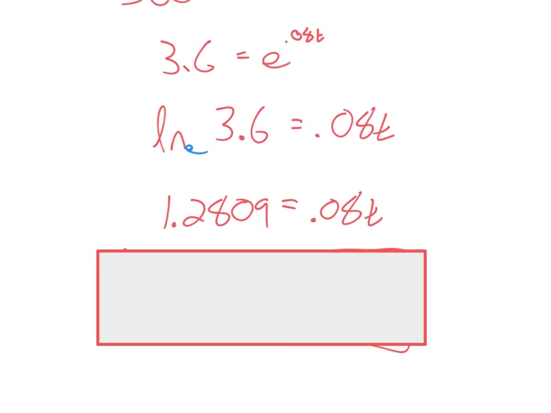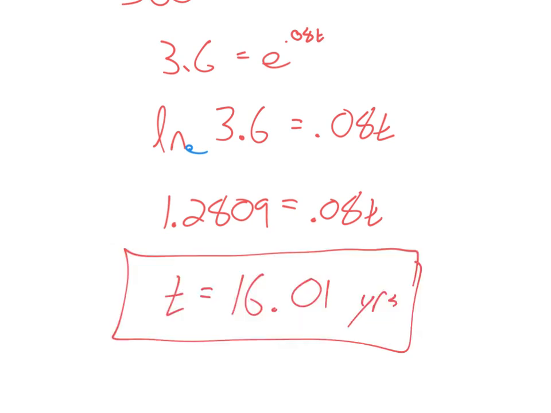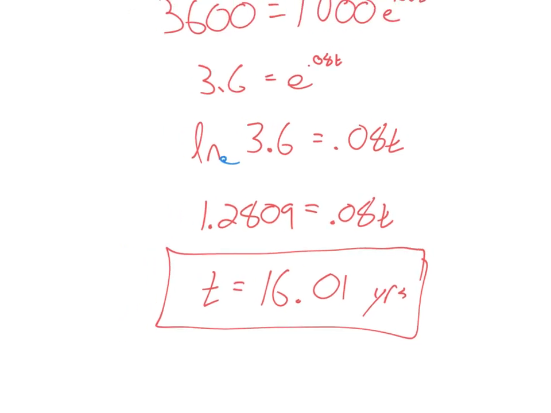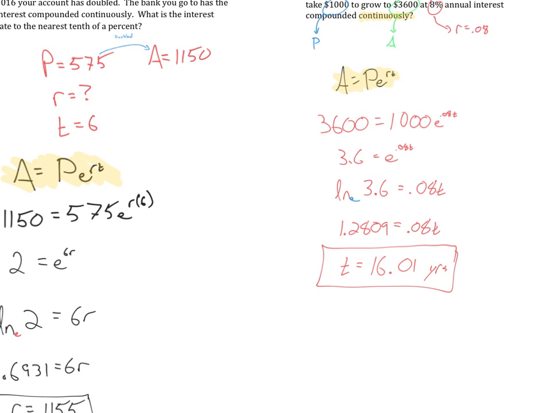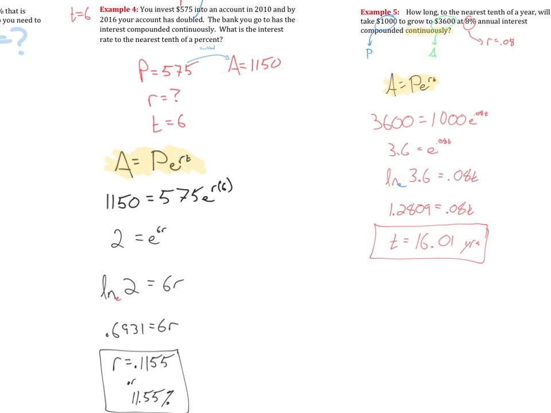Make sure you're not rounding too soon. And to solve, we're going to divide by 0.08. And this was asking for the nearest tenth of a year. So we have to go, I guess I gave it to the hundredth. So about 16 years. All right, let me zoom out so you can get both of those on the same screen, in case you didn't get something written down.